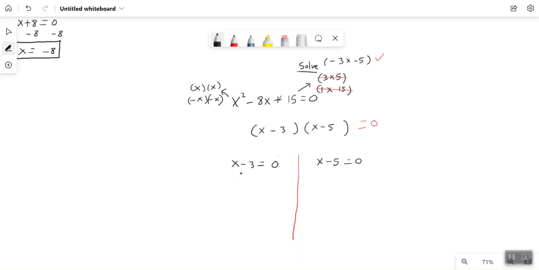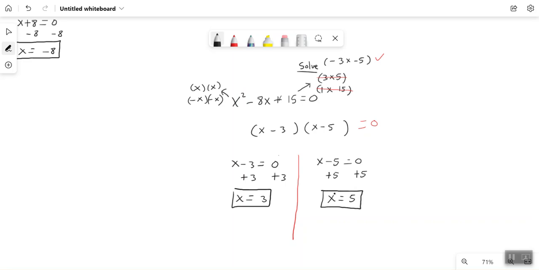So in order to get x on its own, I have to add 3 here, add 3 here. So x is going to be equal to 3. And then here I have to add 5 here and add 5 here. So x is going to be equal to 5. So the answers then are x is equal to 3 and x is equal to 5.